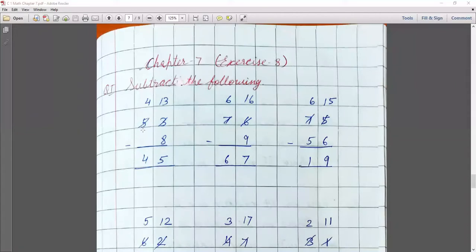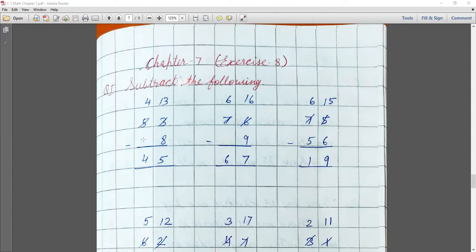What is right here? 5 and 3 and 8. So, can we subtract 8 from 3? No. That's why we carry 1 digit from 5. So what is it? 13. 13 minus 8 is equal to 5. And what comes before 5? 4. That's why we write 4 here.